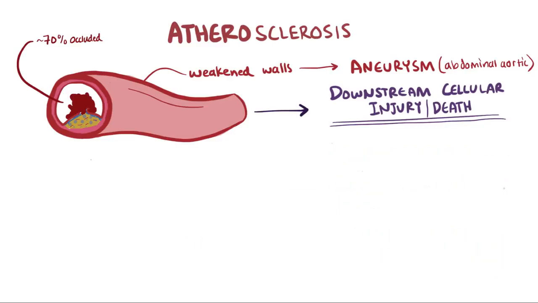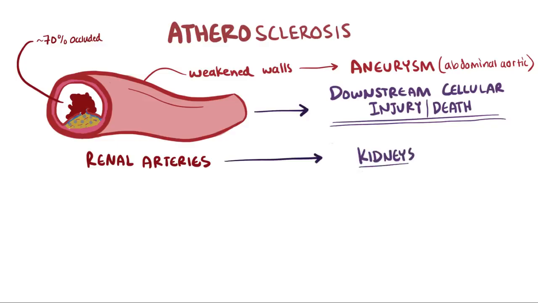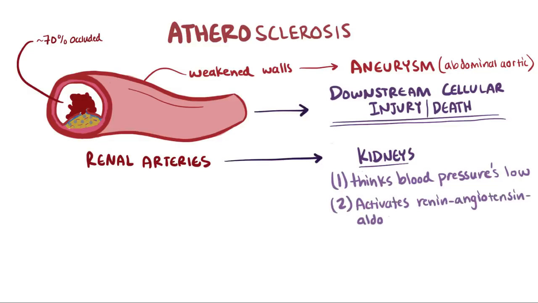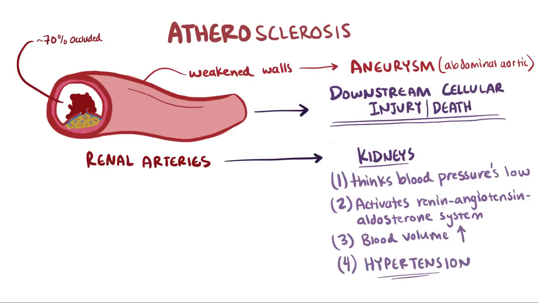If we move on to the kidneys, plaque buildup in the renal arteries reduces blood flow to the kidney and tricks the kidney into thinking blood pressure is low. The kidneys then activate the renin-angiotensin-aldosterone system, which unnecessarily increases blood volume in the body, causing hypertension.